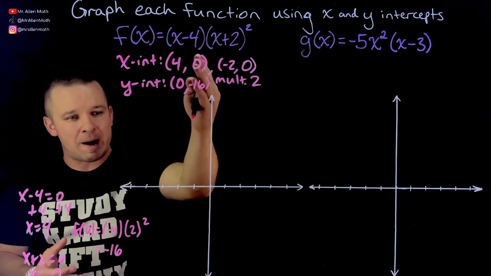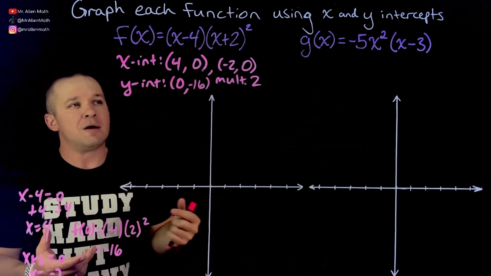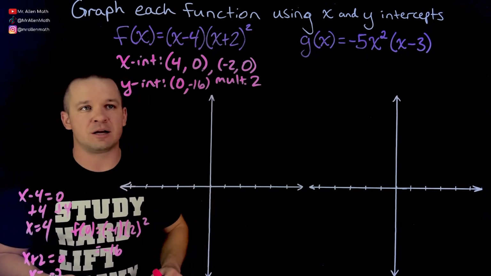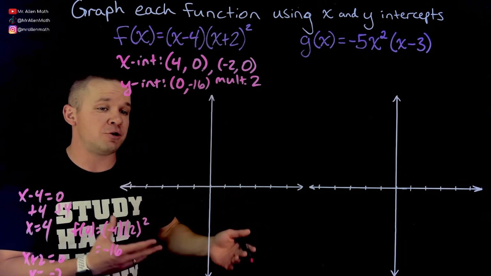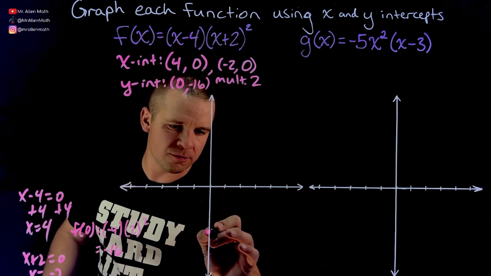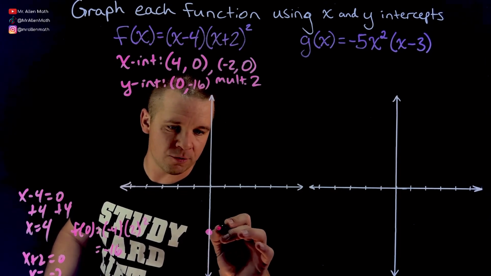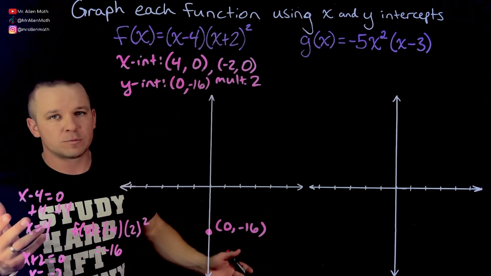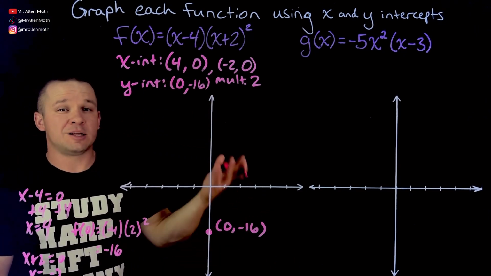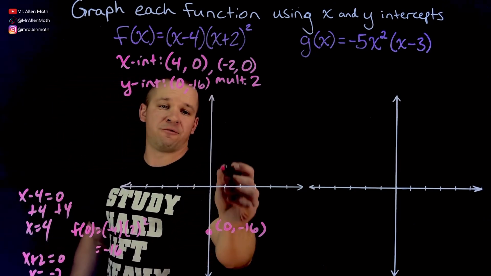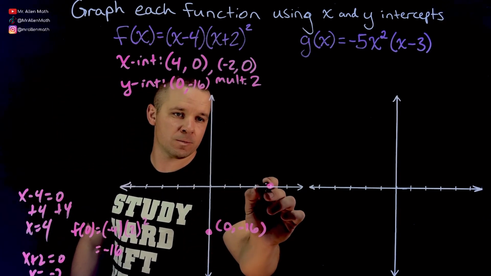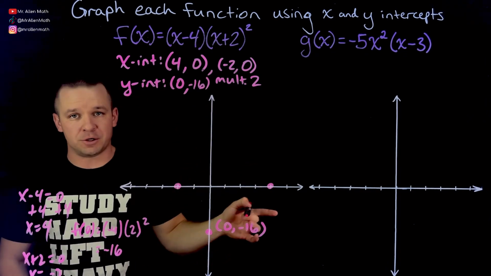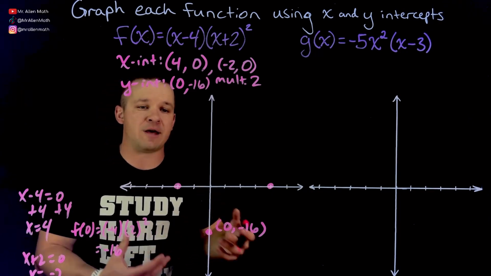And I left the y-axis here unscaled because sometimes that y-intercept can get a little out of hand and we just don't have the tick mark. So usually we will leave it unscaled for you and we would just plot that point. I'll do it right here: 0, negative 16, and I'm going to label it 0, negative 16. Okay, cool. Now let's plot our x-intercepts. We got 4, 0, 1, 2, 3, 4, and I have negative 2, 0. And this is the one that is a multiplicity of 2. So it is going to bounce off of that one.